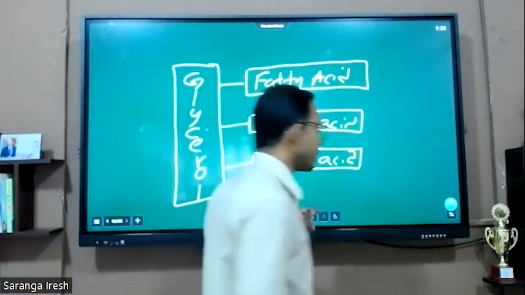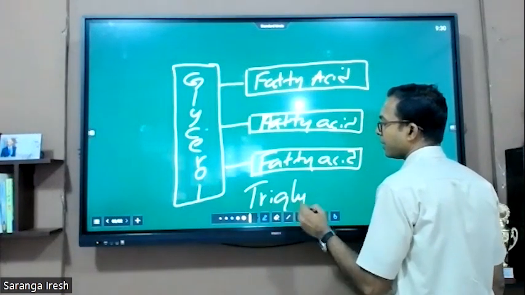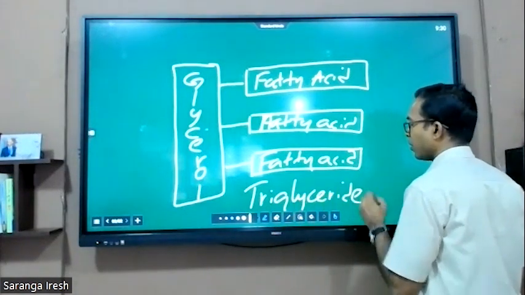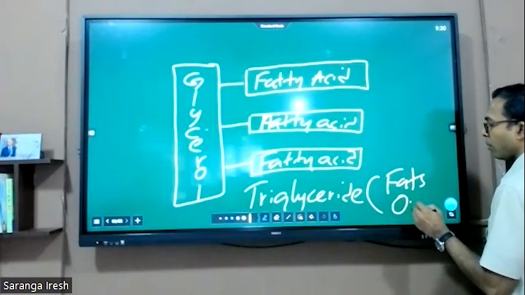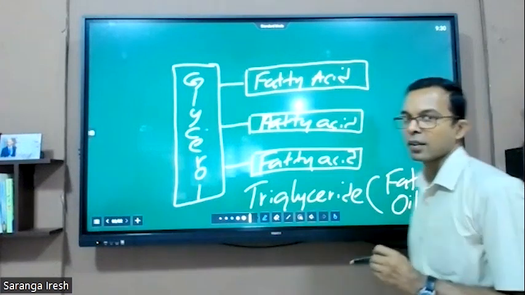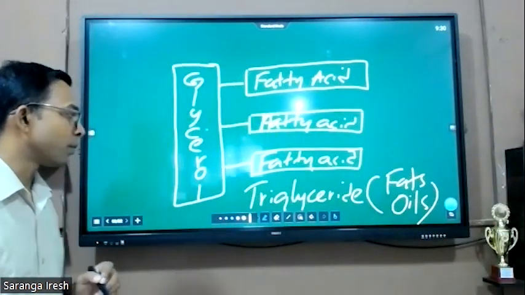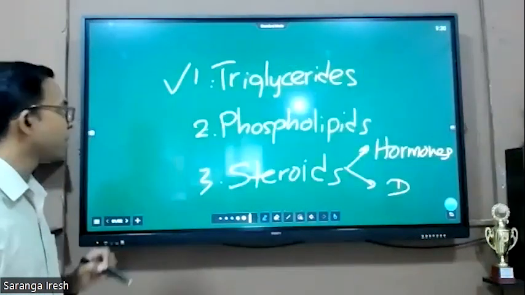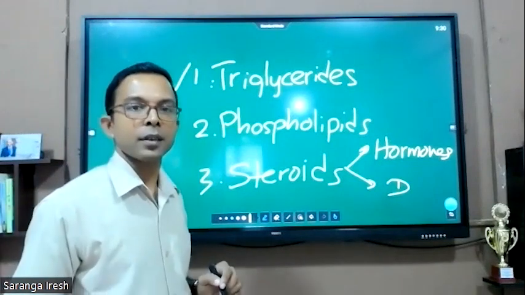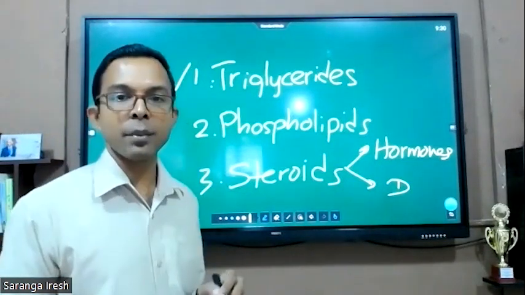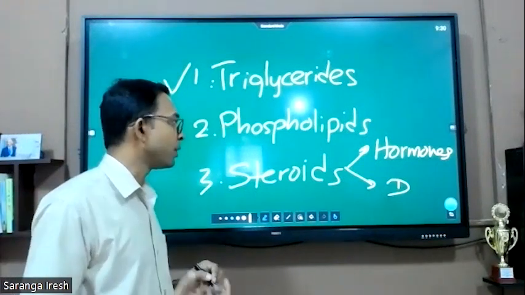So what is this molecule? This is the one which is named as triglyceride. So normally we name them as fats and oils. I think now it's clear to you. Because as I mentioned, there are three common types of lipids available in living organisms. They are triglycerides, phospholipids, and steroids.